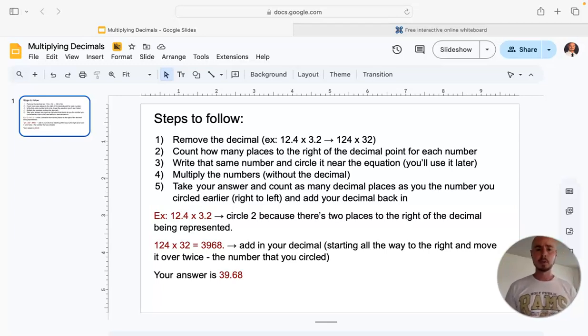It will help you. So remove the decimal completely. So if the number is 12 and 4/10, you're going to rewrite it as 124, and 3 and 2/10, you'll rewrite it as 32. Okay, so remove that decimal first.